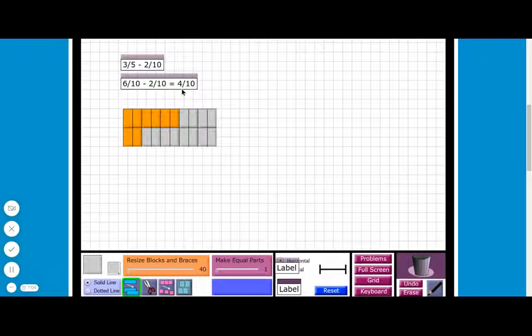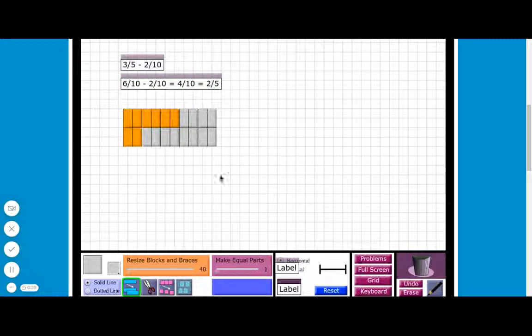Now I can leave this answer as 4/10. That is the correct answer, and that is acceptable. However, I can further simplify 4/10, and I can do that because I know that 4 is divisible by 2, and I know that 10 is also divisible by 2. So if I divide 4 by 2, I get 2. And if I divide 10 by 2, I get 5. So I know that the simplified version of 4/10 is 2/5.